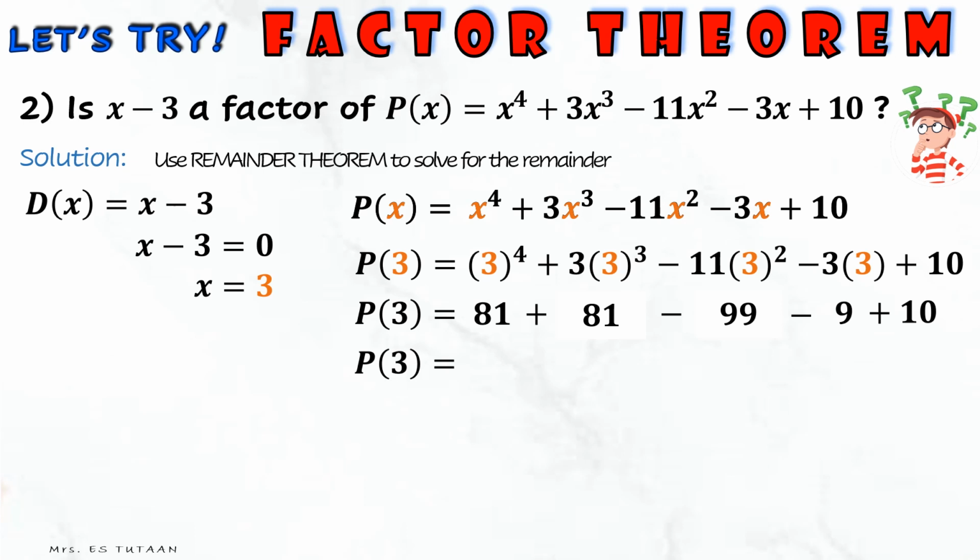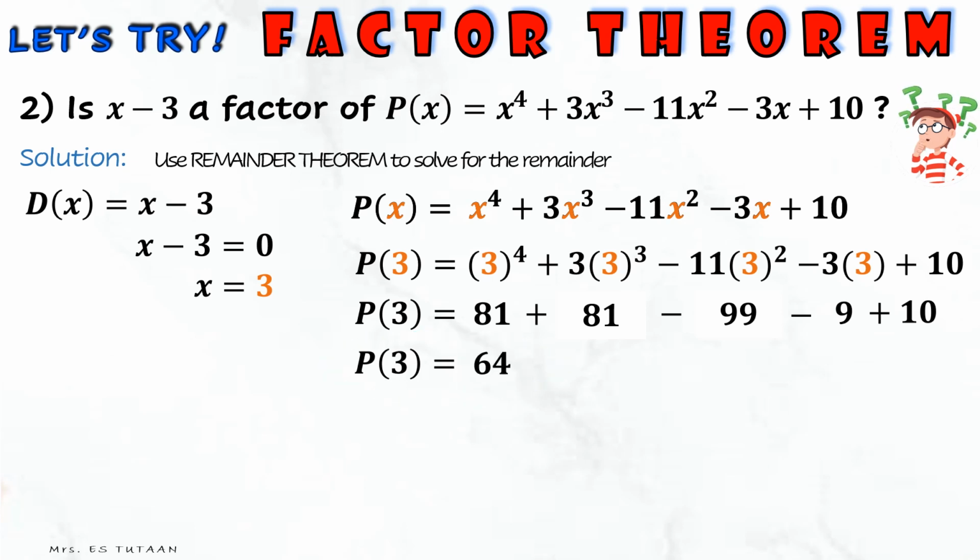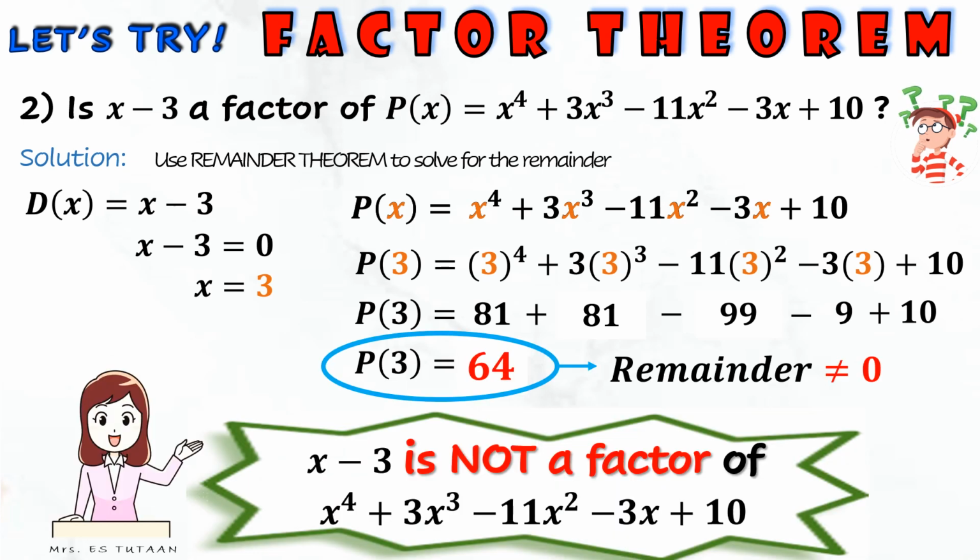So we have p of 3 is equal to 64. We notice that the value of our polynomial p of x is 64. And because it is 64, according to the factor theorem, if the remainder is equal to 0, then the binomial is a factor. However, in number 2, the remainder is not equal to 0. So that means x minus 3 is not a factor of the given p of x.